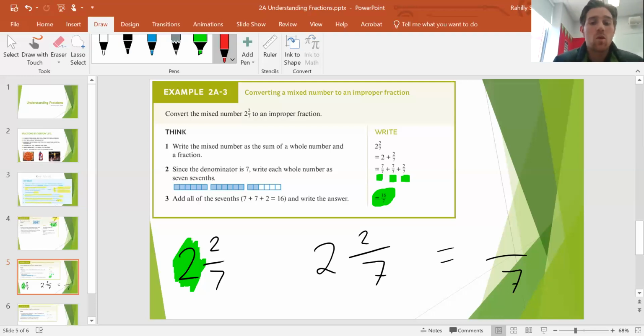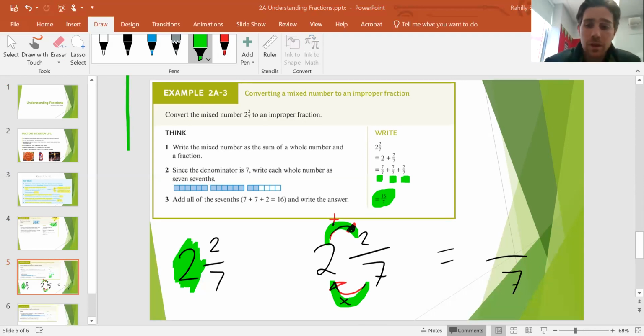Okay, what we can do, we can go 7 times 2. So you start at your denominator, you go 7 times the whole number that you've got there, the large number. That's 7 times 2, which gets you to 14. And then you add the extra 2. Okay, so 7 times 2 gets you to 14, plus 2 gets you to 16 over 7.